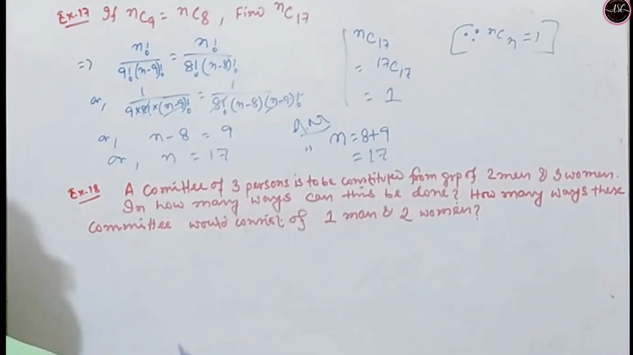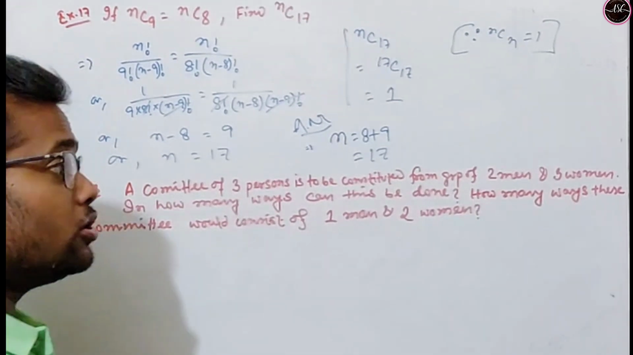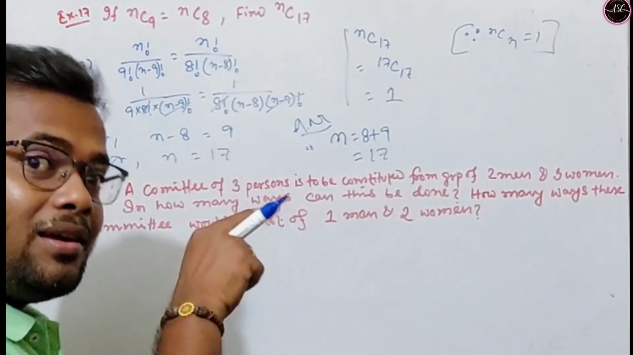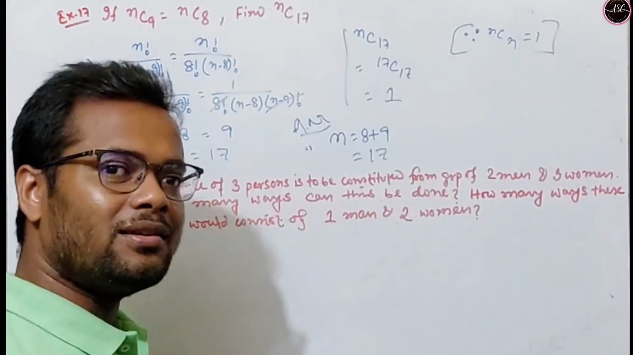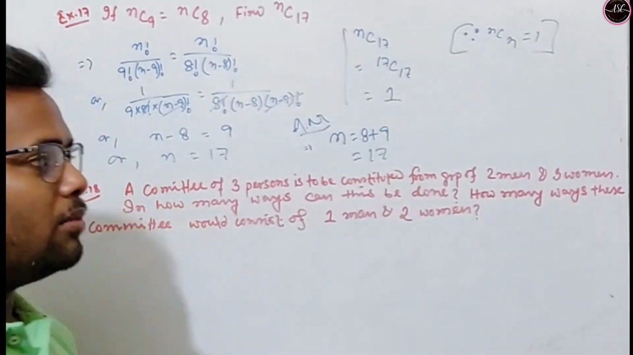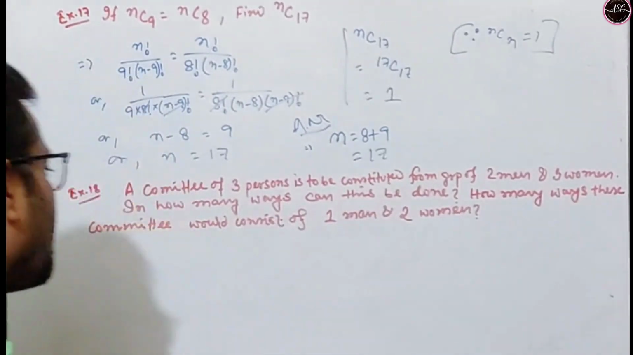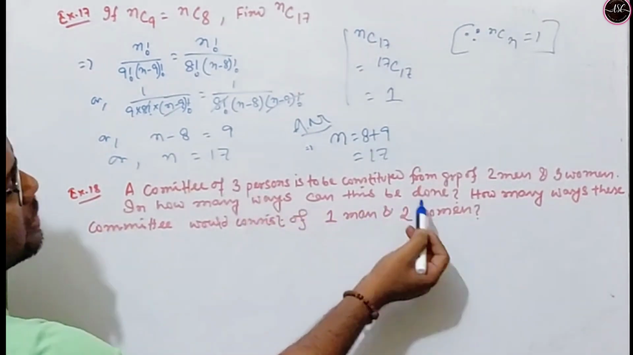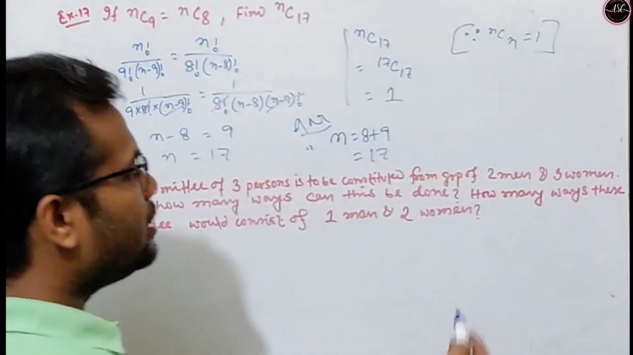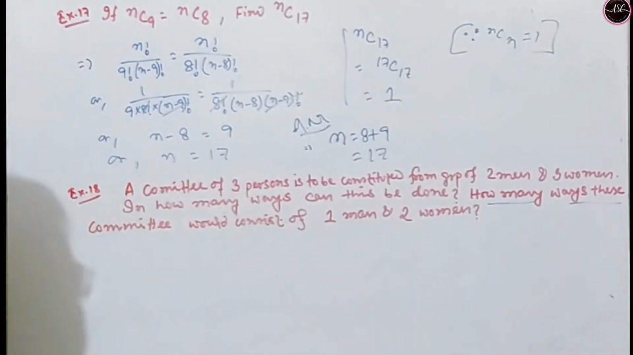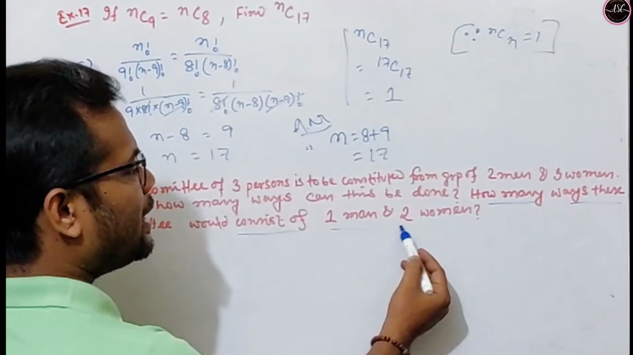Now look at this question. A committee of 3 persons is to be constituted. I say in combination there is selection. Here, constituted from the group of 2 men and 3 women. In how many ways can this be done? And there is also another question: in how many ways would this committee consist of 1 man and 2 women?